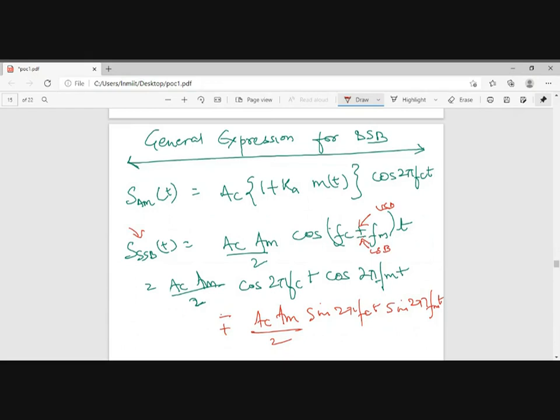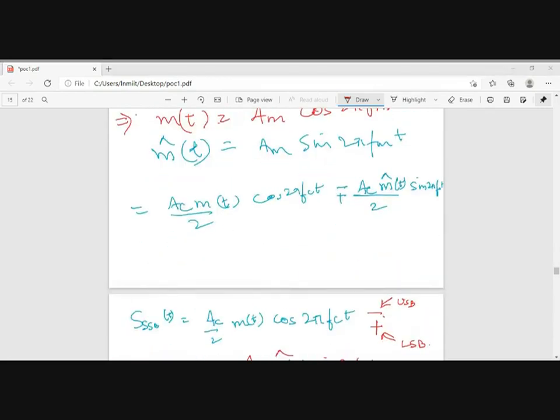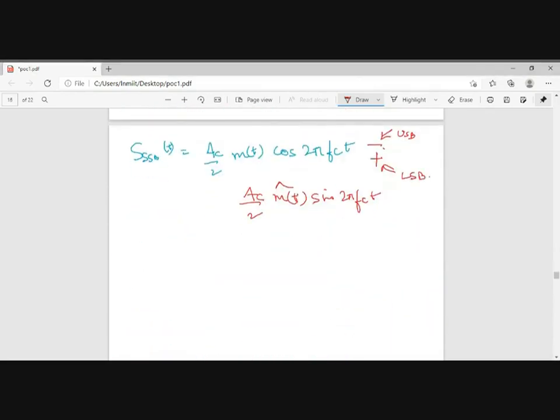Okay, but there was a sign change because of the properties of the cos. Minus becomes USB and plus becomes LSB. So in terms of the Hilbert transform, this m cap(t) can be represented like this. We will be using this to generate SSB-SC using the phase discrimination method, which will be discussed later in the lecture. So remember this.